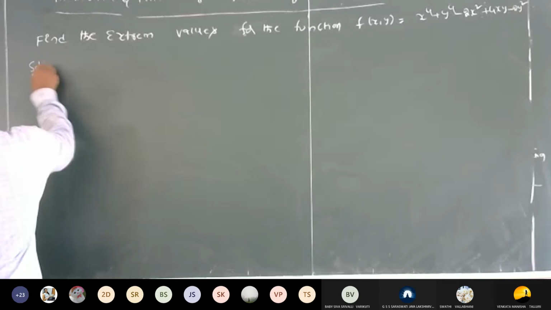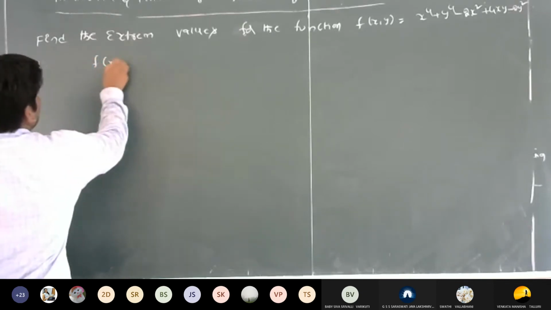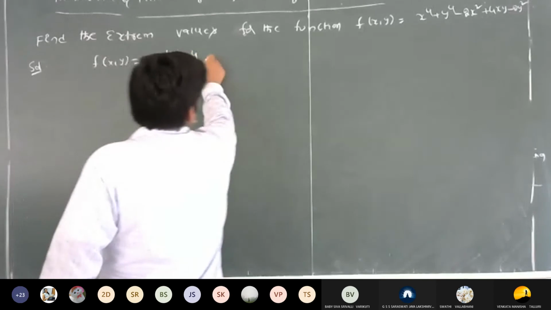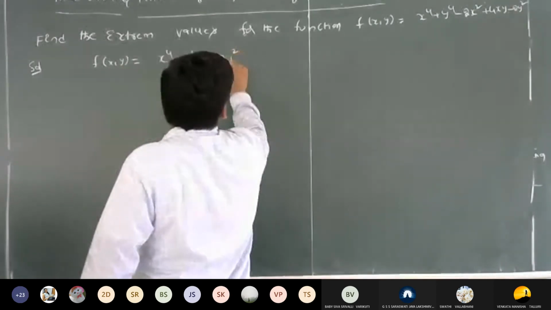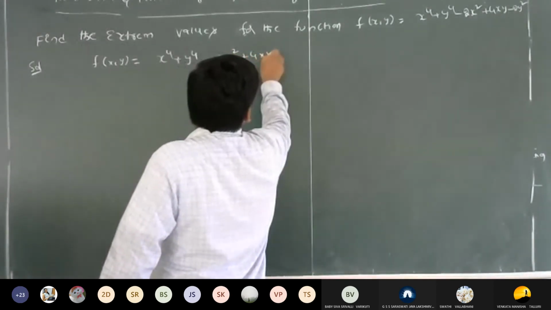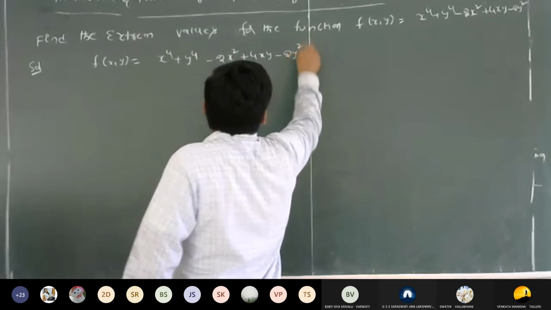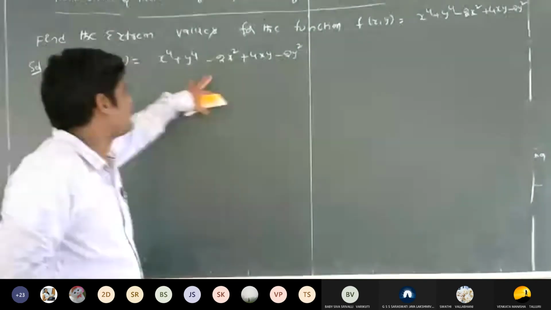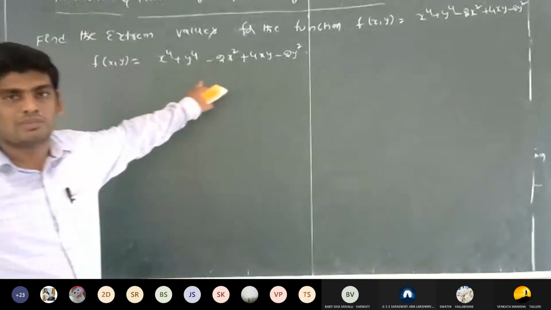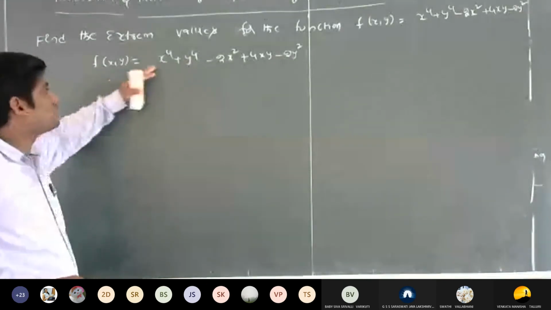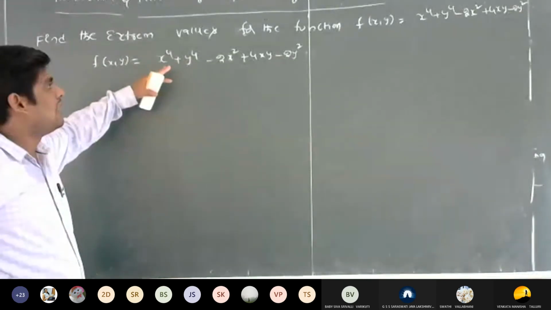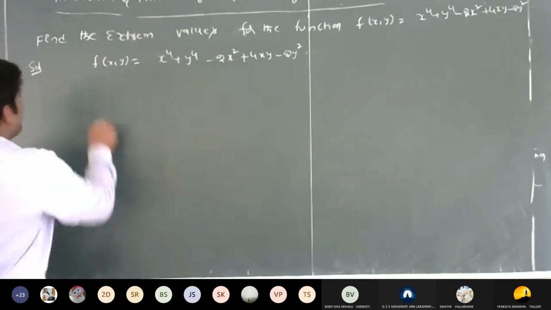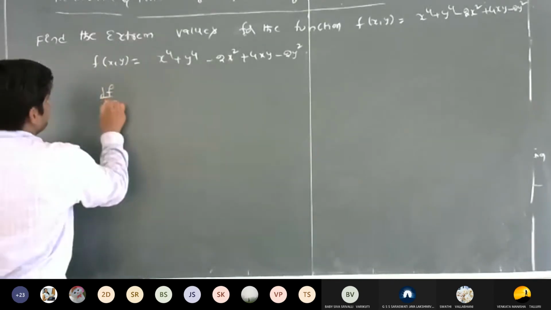Solution. Here given that f of x comma y is equal to x power 4 plus y power 4 minus 2x square plus 4xy minus 2y square. So we are going to calculate the maxima and minima of this function. It is a function of two variables. For this calculation, what is step one? Find out the first order derivatives.